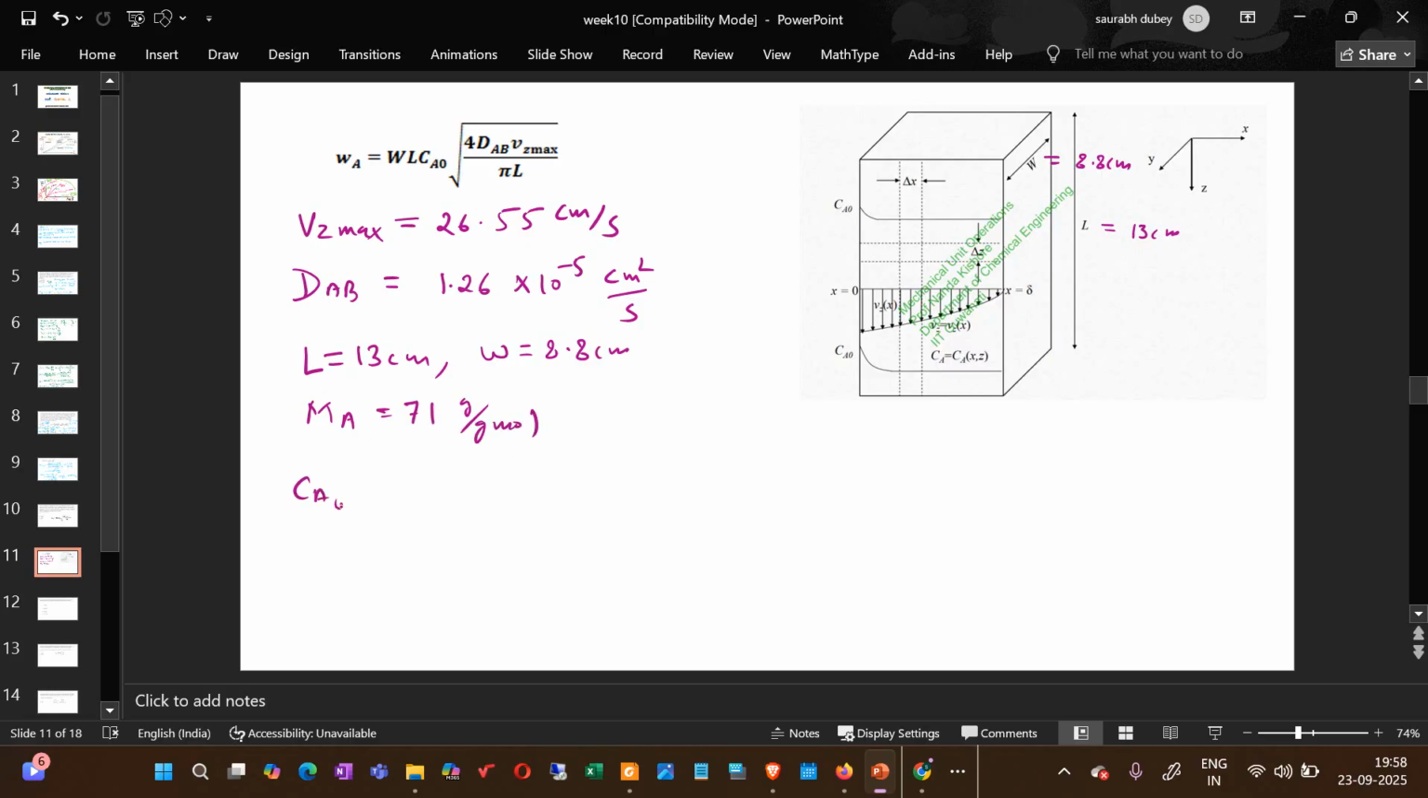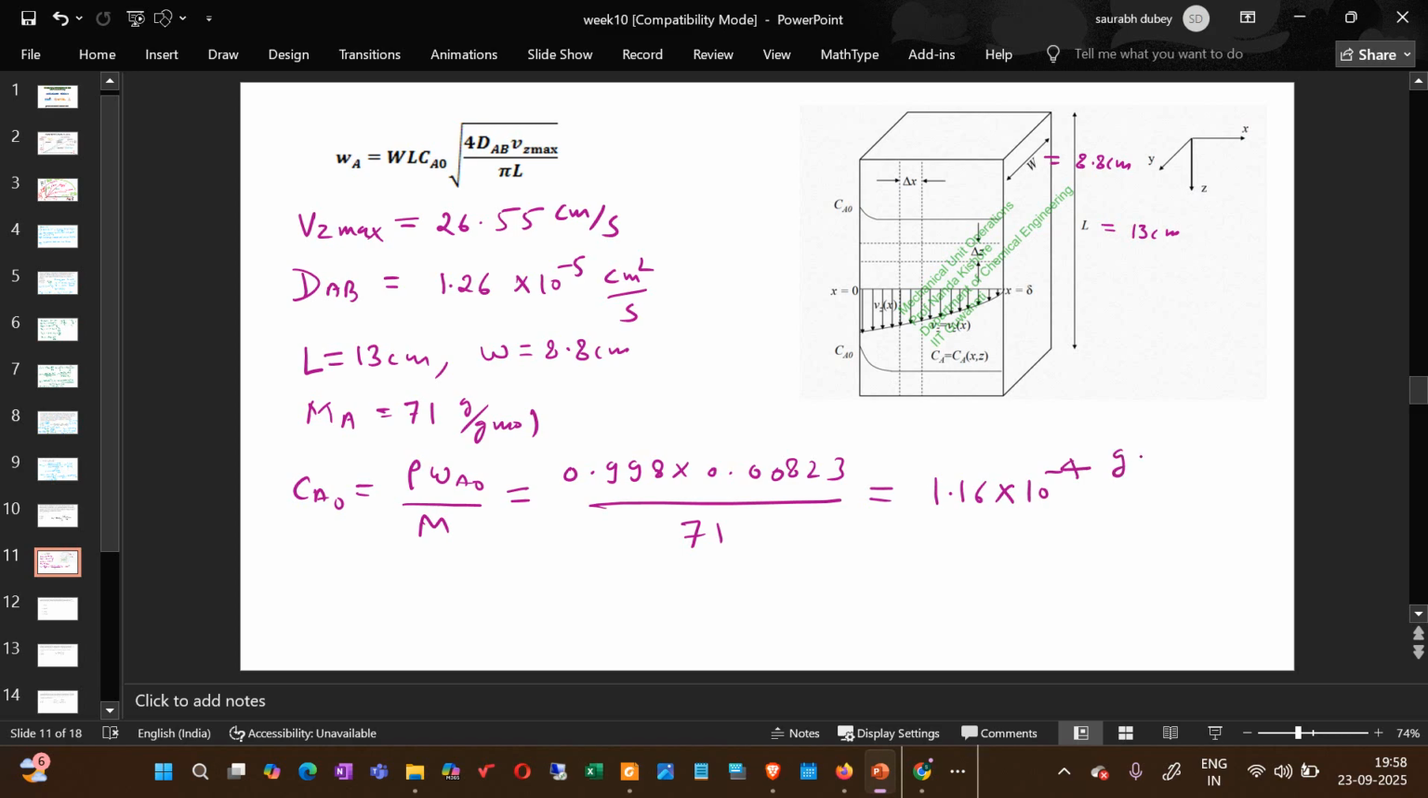So CA naught, if you want to calculate, you are given rho in gram mole per centimeter cube. 0.998 into 0.08 divided by 70 will give you 1.16 into 10 to the minus 4 gram mole per centimeter cube, right? And then WA, the rate of absorption.